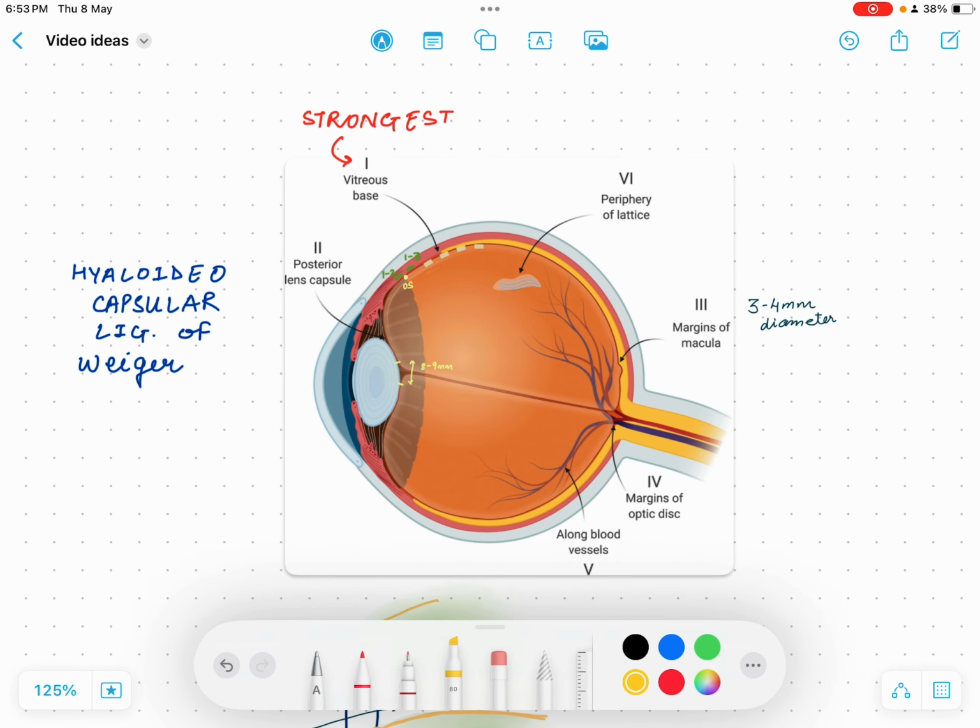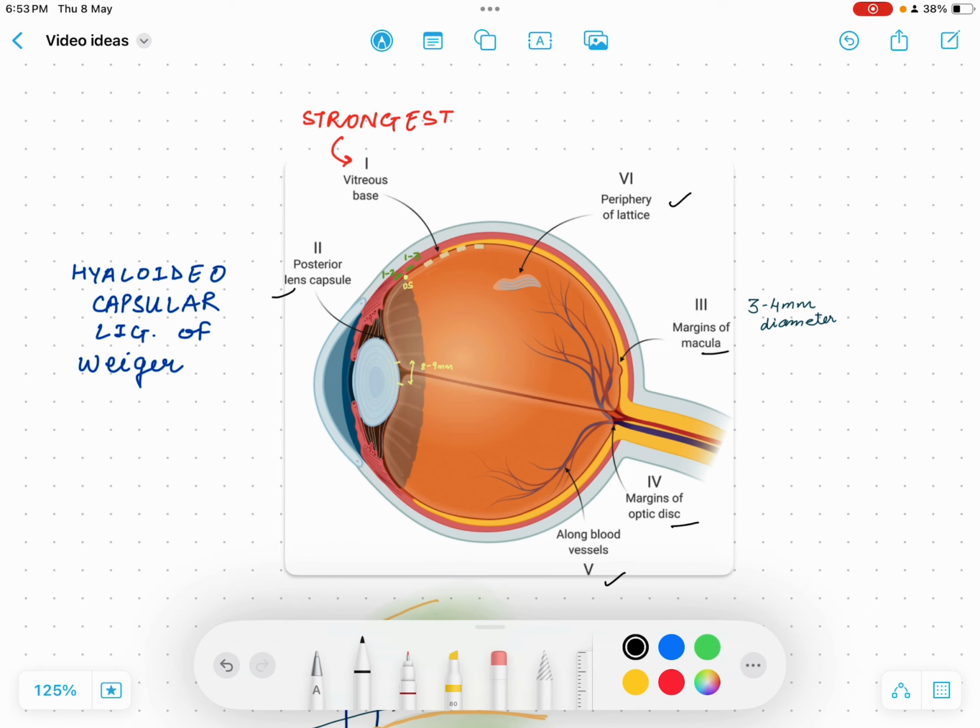The attachments of vitreous can be summarized in this diagram. Naming them, the first attachment is the vitreous base. The second is along the posterior lens capsule, then along the margins of the macula and along the margins of the optic disc, along the major blood vessels, and then along the periphery at the lattices.